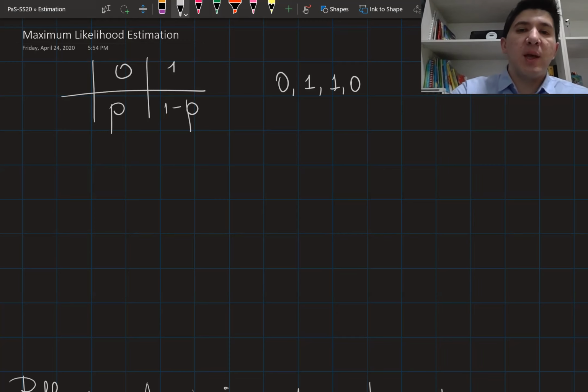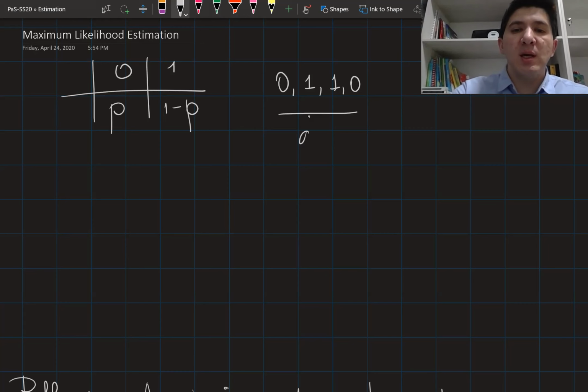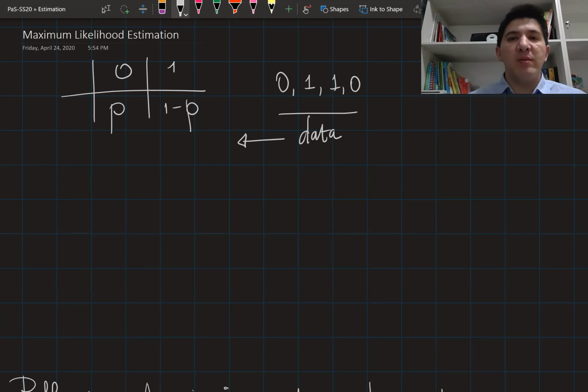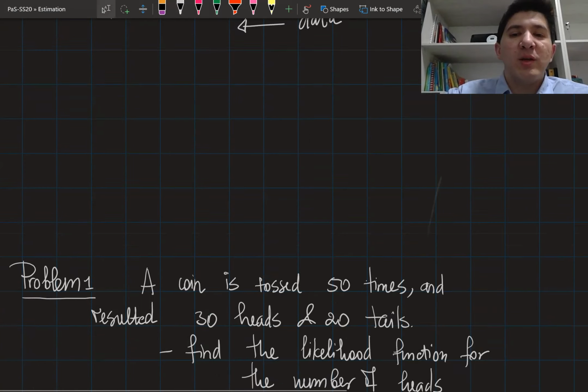So basically, if you have got data, we are looking for the parameters of the distribution tables which most likely generate this data. This is what the likelihood function and maximum likelihood estimation mean. And I'm going to explain how it works in an example.